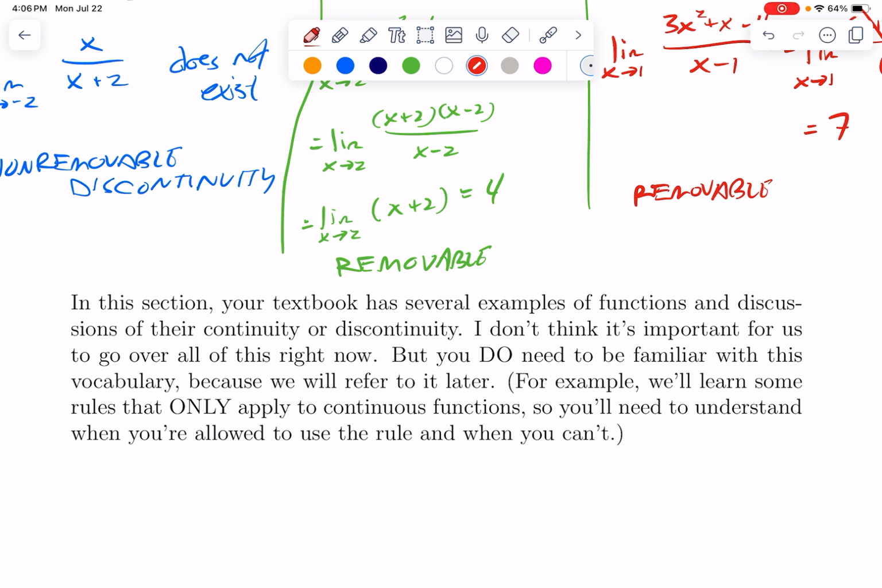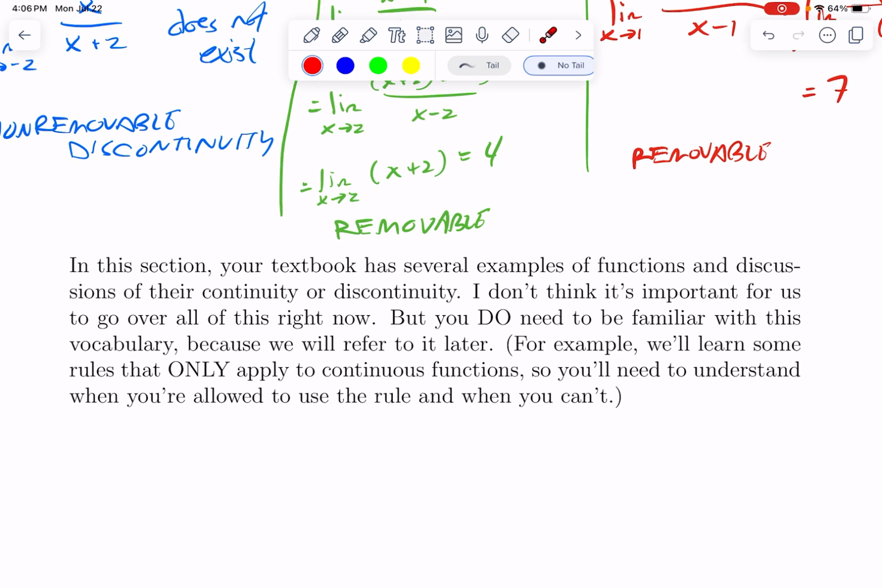But you need to know how this vocabulary works, because we will have examples later on where, like, oh, I'm going to teach you a rule, but the rule only applies to continuous functions. So you need to be careful. Oh, I'm trying to do this problem. Am I allowed to? Is the function continuous? Well, let me look at the graph. Oh yeah, it looks continuous. I'm ready to go. So just knowing the basic idea here is what's most important moving forward. Let's not worry about analyzing function after function after function. Okay, that is it for this video.